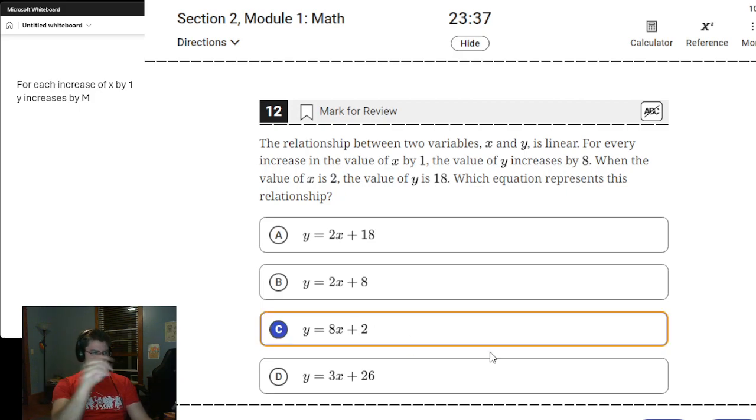So we might assume that the answer should be C, but let's continue reading, see if there's any modification to the question. When the value of x is 2, the y value is 18. So they're basically giving us a coordinate point there. We could plug in 2 and 18 and solve. And indeed, that does work for C. 8 times 2 is 16, plus 2 does indeed give 18. So C.